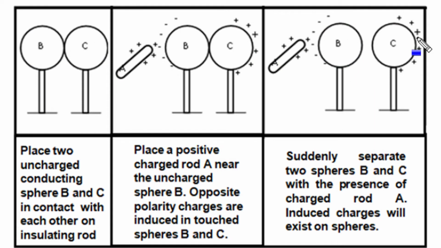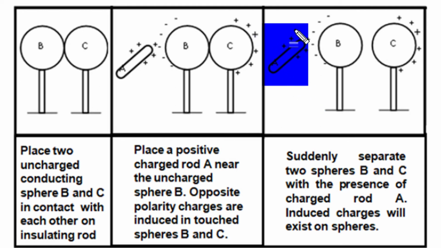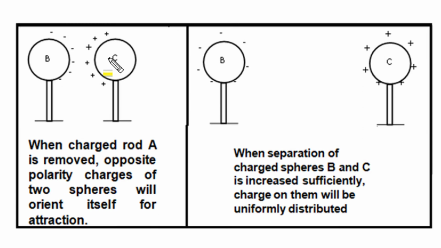Now this induced charge on spheres B and C will remain on these spheres even when that nearby charged rod is removed from this position. But if these two spheres B and C are very close to each other, then this opposite polarity charge will concentrate in a non-uniform manner as shown here. These two opposite polarity charges have a tendency to attract each other, and if we increase the separation between these two spheres and keep them very far away, we will find that the induced charge will distribute itself uniformly over spheres B and C.